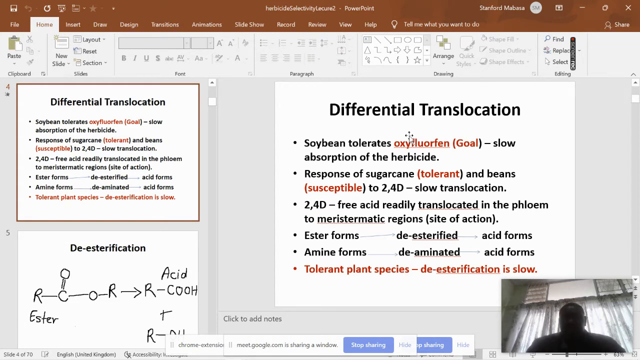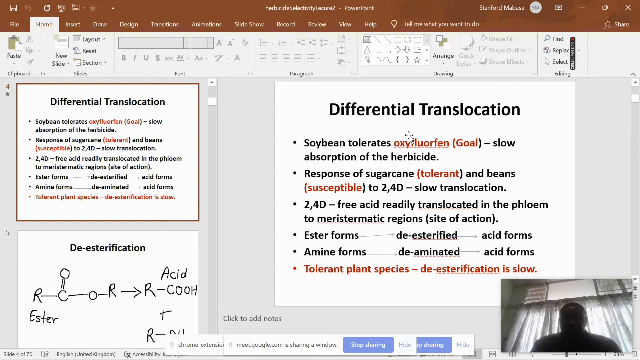Now, in sugarcane, if we use 2,4-D, sugarcane can escape 2,4-D because it is tolerant. But beans can be killed. Now, the reason why sugarcane can tolerate 2,4-D is because of the slow translocation. But in beans, it is fast translocation. So just the movement of the herbicide is accounting for selectivity.